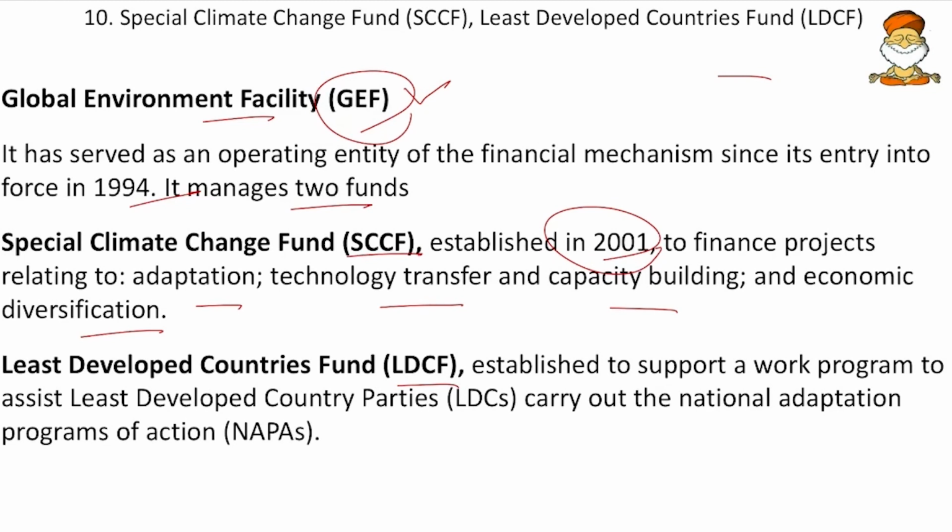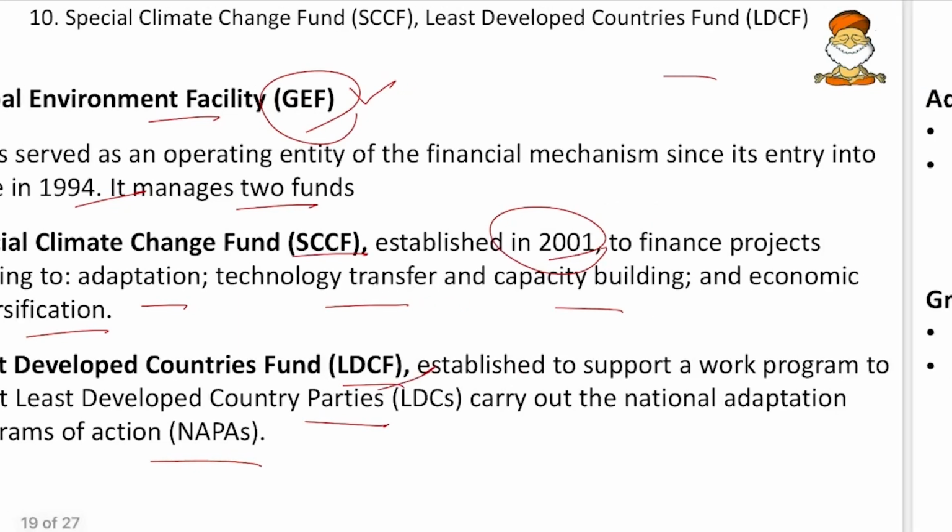And the Least Developed Countries Fund. So this was established to support a work program to assist the least developed countries parties carry out the National Adaptation Program of Action. So friends, every LDC has agreed to come up with National Adaptation Programs of Action. And in the previous report, we have seen that approximately 79% of the nations have this National Plan of Action. And to pursue this plan of action, the LDCF is set up.